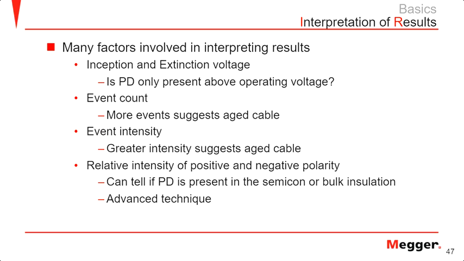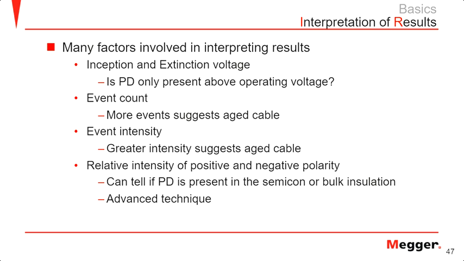Event intensity, the greater intensity suggests the aged cable. Intensity means how high is my partial discharge. Let's say if it's higher than 700 picocoulombs or 1000 picocoulombs or 1500 picocoulombs, then obviously I have a problem in that case.